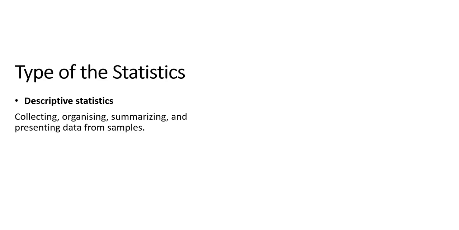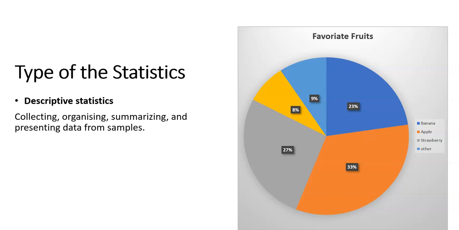You just present them. So, for example, if you ask 75 people about their favorite fruits, and imagine that 17 of them said it's banana, 25 of them said it's apple, 20 said strawberry, 6 said pear, and 7 said some different fruits. We create this pie chart to show the percentage according to those 75 people. As I said, you just organize and describe the data that you have collected. And here is the pie chart showing the data that we collected from 75 people.